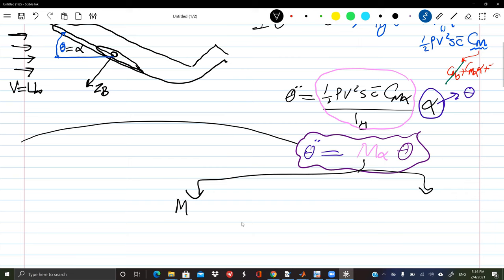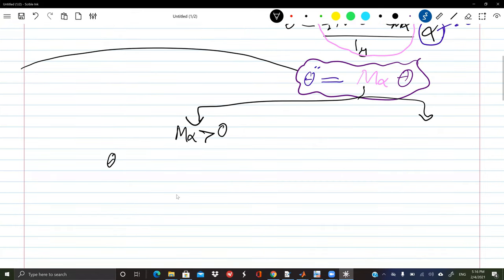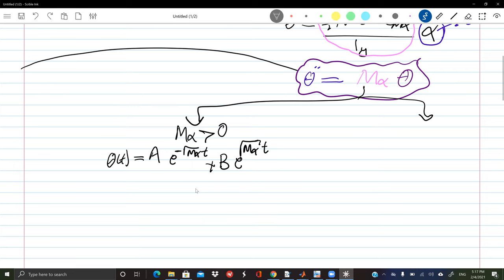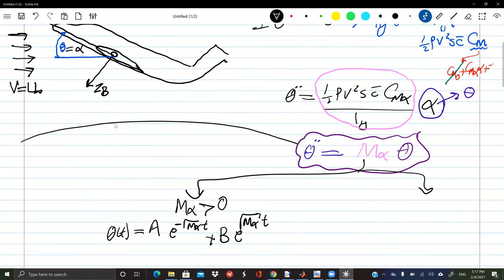If M alpha is positive, then the solution is some constant A times e to the negative square root M alpha t plus B times e to the square root M alpha t. Because M alpha is positive, I can take the square root and I have exponential of the thing and exponential of negative the thing. A and B are constants, you get them from the initial condition, initial disturbance.